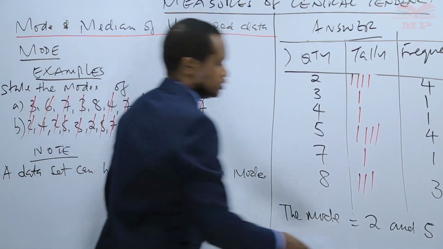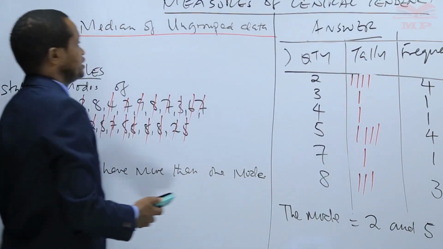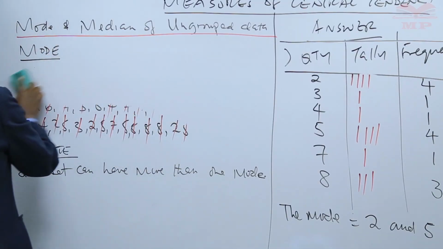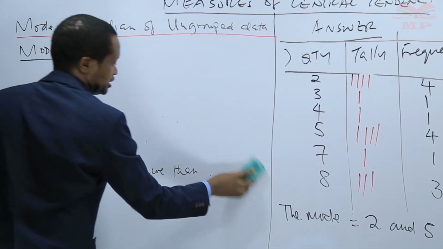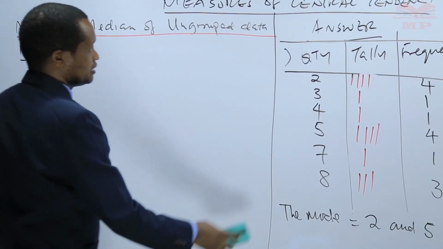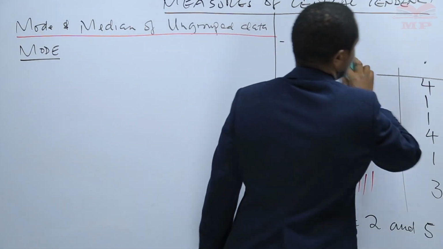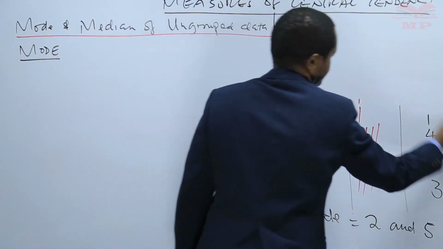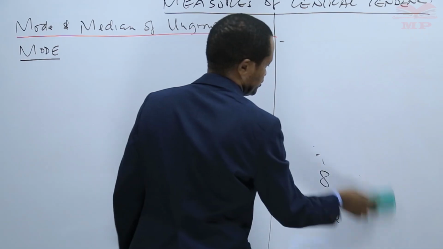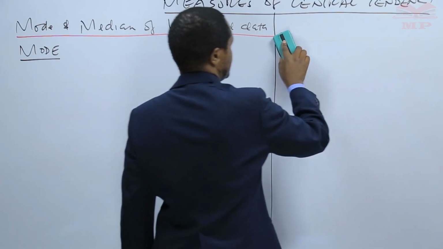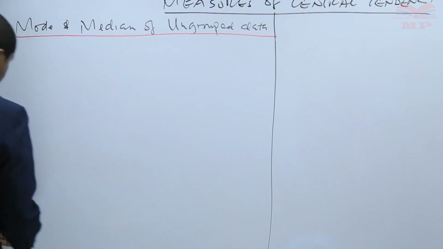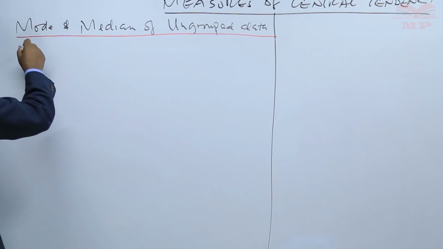to the determination of median. This is the mode. How about median? How do you find the median of ungrouped data? Median of ungrouped data. So here we have median.